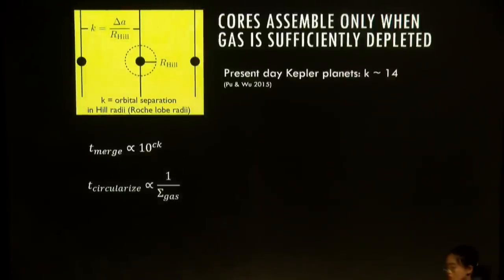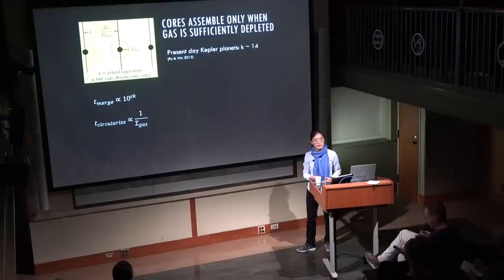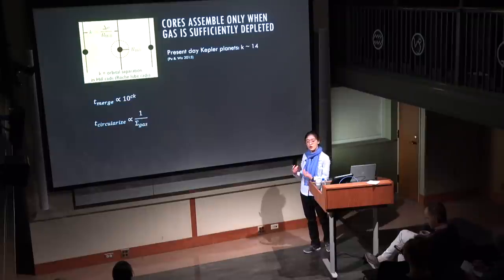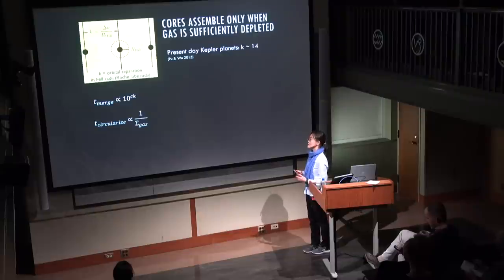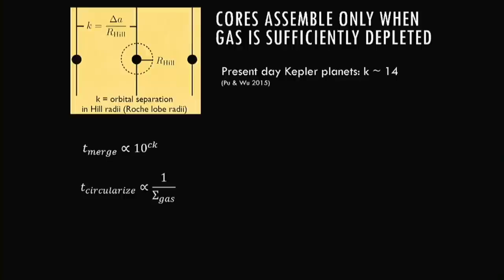So core assembly requires a gas-poor environment, but just how depleted does the disk need to be of gas? Can we quantify that? And the answer is that you can. So how do you do it? You simply balance the core merger timescale to the eccentricity damping timescale by the gas dynamical friction.